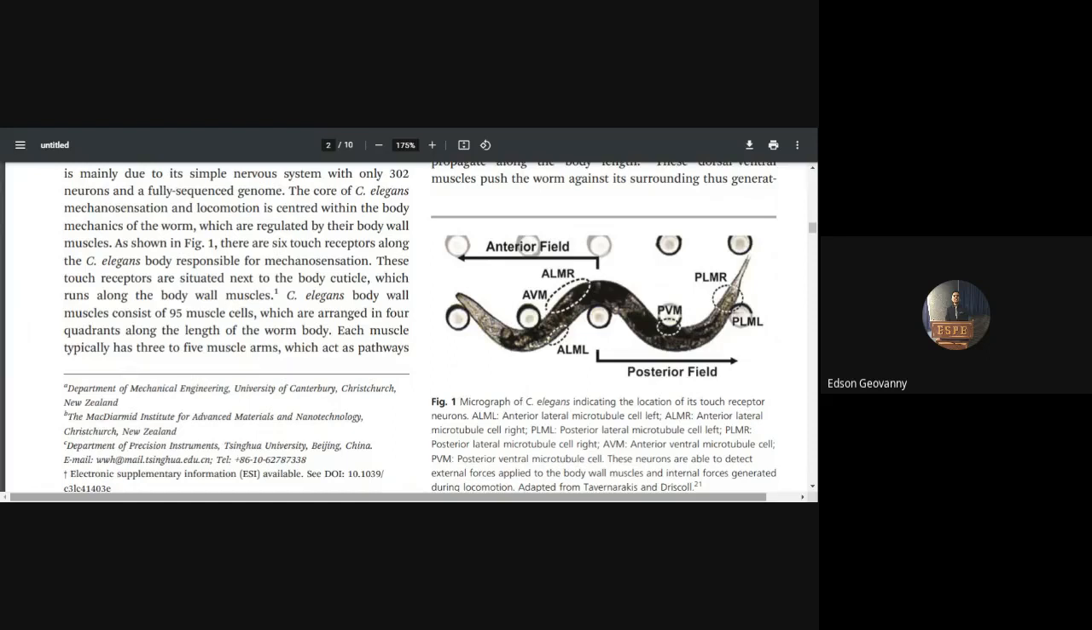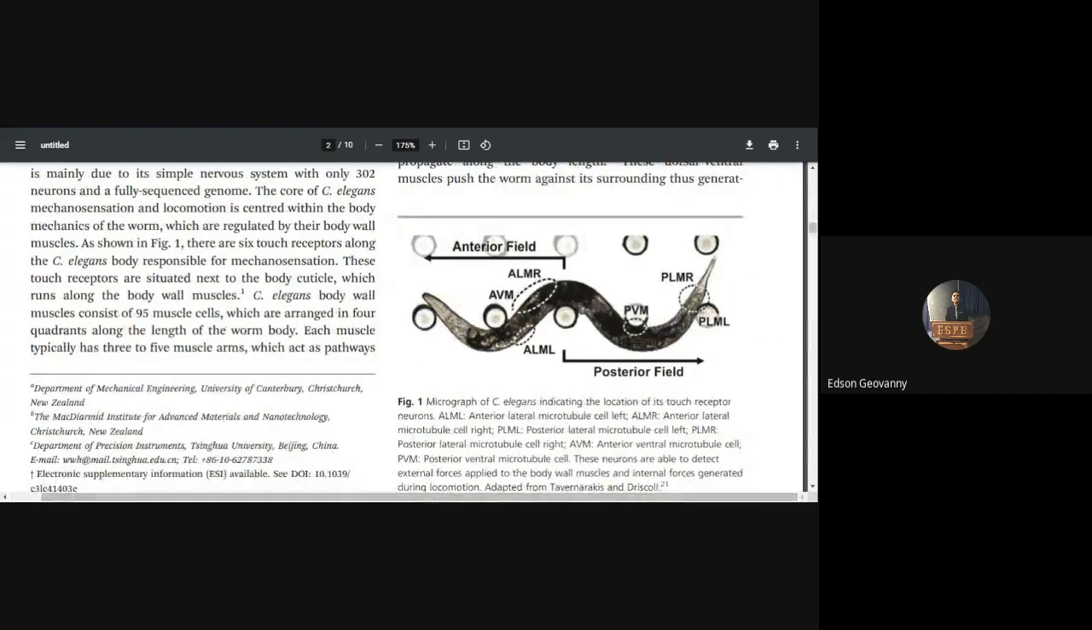Locomotion can be studied in various substrate environments. What else in this part, in figure 1? These are touch receptors throughout the body of C. elegans, responsible for the sensation. The touch receptors are located close to the cuticle of the body, running along the muscles of the body wall, in an attempt to relate this muscle with the force generated.